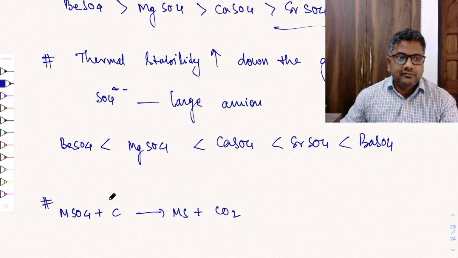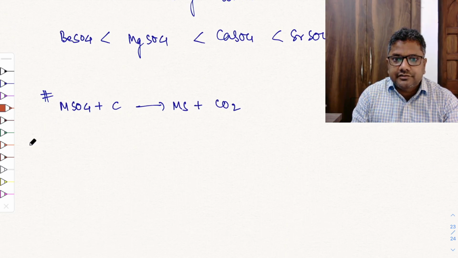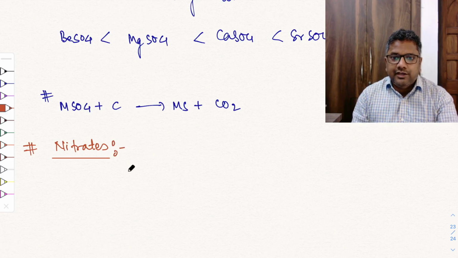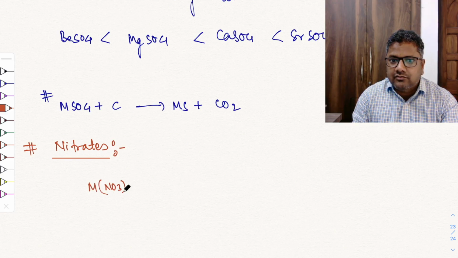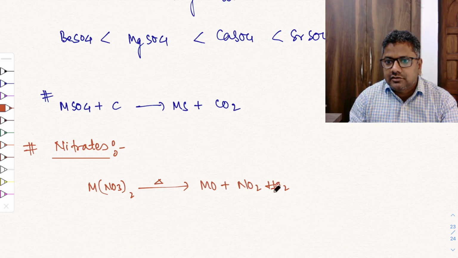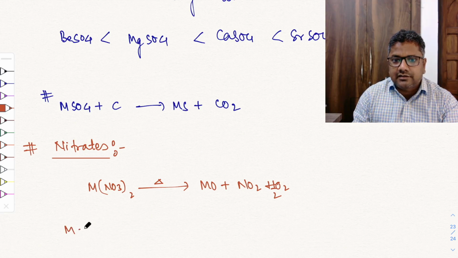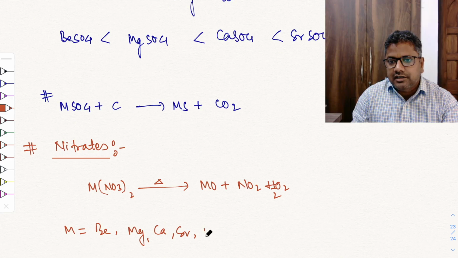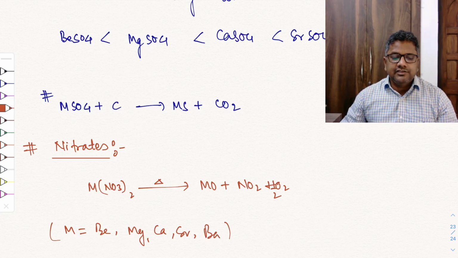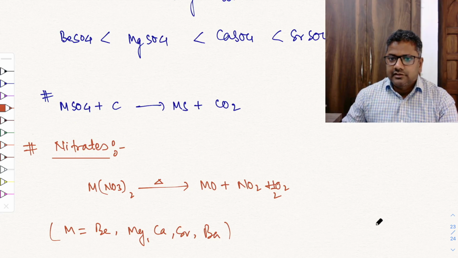Now, see, nitrates. All of you know that all nitrates are soluble, and if you heat these metal nitrates, M(NO3)2, you will have metal oxide plus NO2 plus half O2, right? So all the group 2 metals, beryllium, magnesium, calcium, strontium, and barium, show this reaction. So all have this general reaction. So these are the general properties of these group 2 metals.